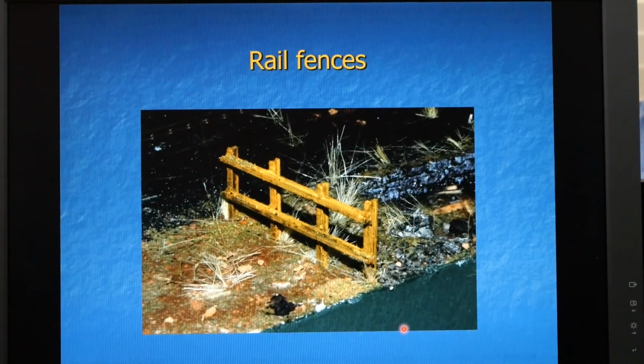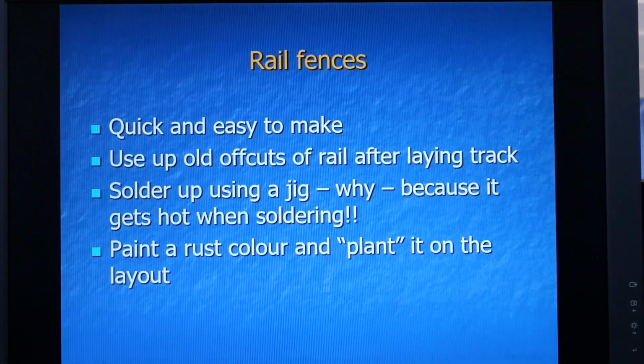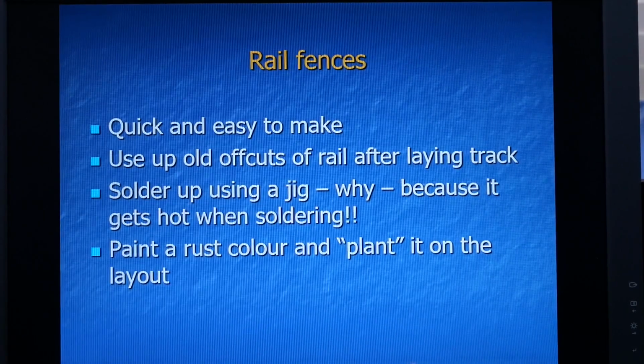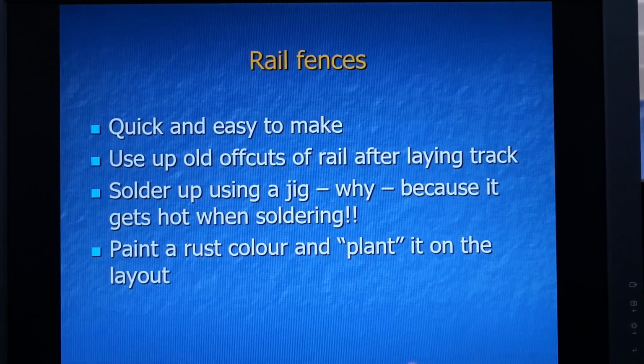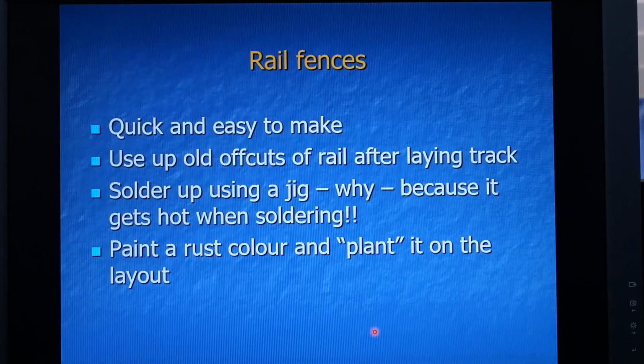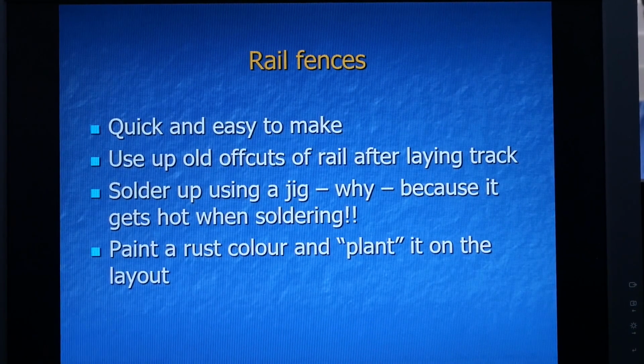Here is some rail fence that's been just soldered from bits of scrap off-cut rail and then heavily weathered with rust and rust powders. The rail fences, again, quick and easy to make, just offcuts of old rail. After you've laid your track, you solder it up using a jig. And why do you use a jig? Because it gets too hot to hold it if you're soldering it. And then you, as I said, paint it a rust colour, plant it and put some weathering powders on it.